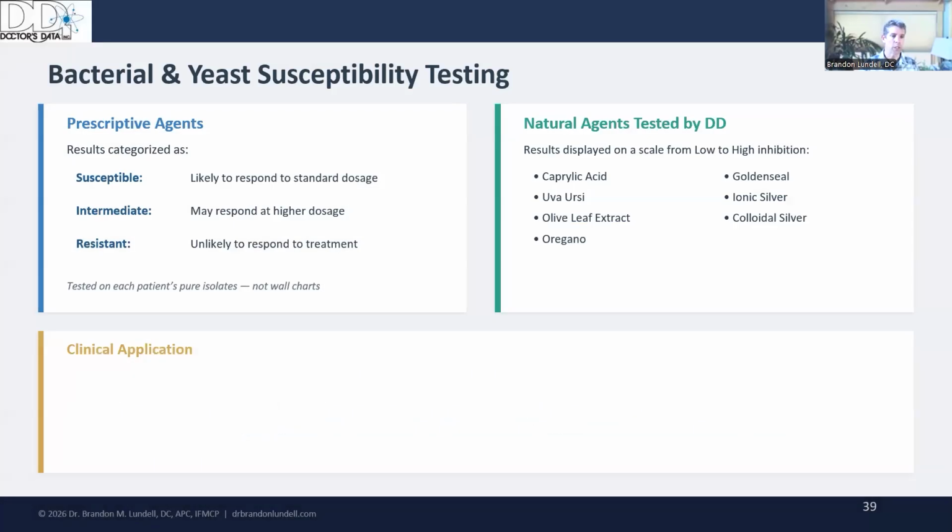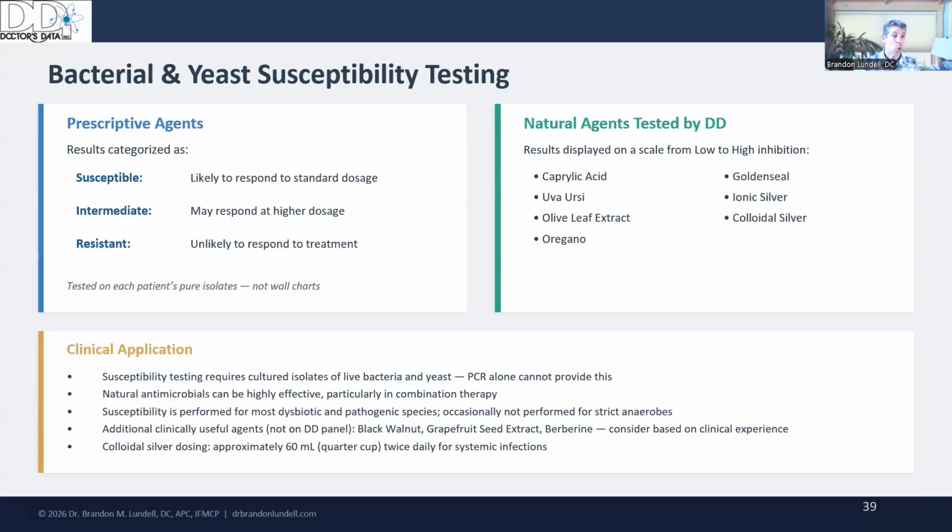Colloidal silver dosing: 60 mils, a quarter of a cup twice daily, which is what I use for systemic infections. So you do have to use large amounts, in my opinion, and in my research. Taking a teaspoon or a tablespoon of colloidal silver might be helpful as a preventative, but in our dysbiosis protocols we use about a quarter cup twice a day.